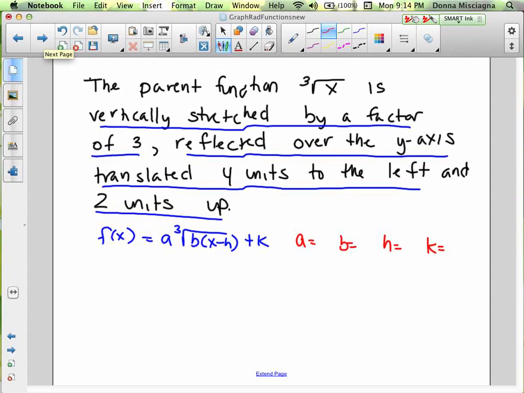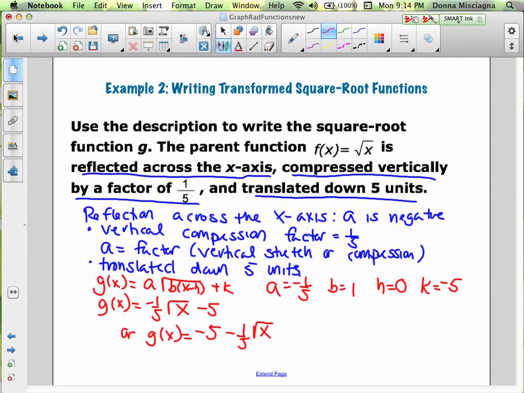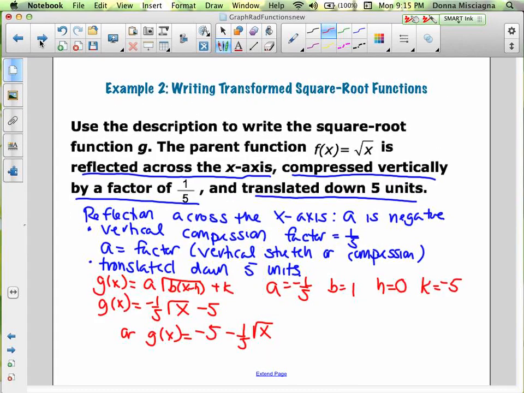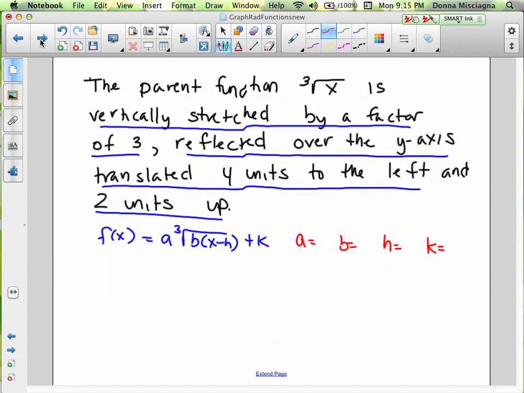All right, so A, we have a reflection over the y-axis. Does that affect A? We've had so many reflections across the x-axis. Let's go back to that page two pages ago. So A is reflection over the x-axis, B is reflection over the y-axis. So that reflection has no impact on A whatsoever. The only thing that does have an impact on A is the vertical stretching. So A is 3 because it's vertically stretched by a factor of 3.